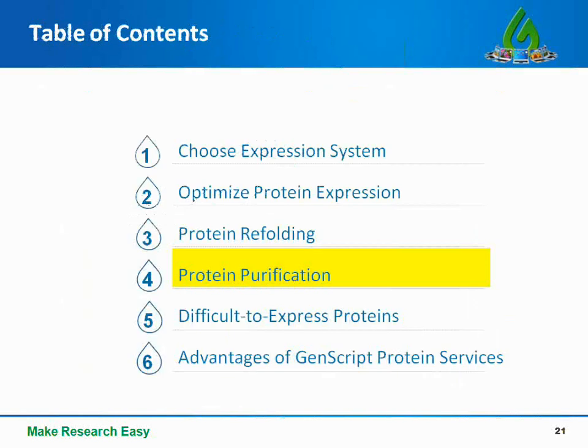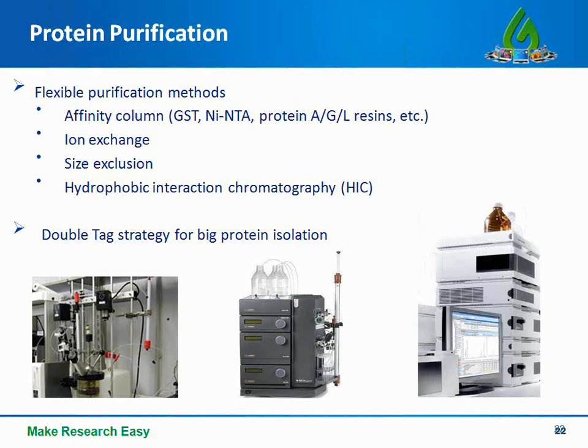Protein expression is probably the most critical step in your recombinant protein production. However, protein purification is almost equally important in obtaining the protein at your desired purity and amount. Let's quickly go through some basics of protein purification. There are a variety of protein purification methods, including affinity columns such as GST, Ni-NTA, protein A, G, L resin columns, etc., and also ion exchange, size exclusion, and hydrophobic interaction chromatography, HIC. For big proteins, we also apply a double tag strategy for purification. The bottom pictures show a few routinely used instruments at GenScript for protein purification.